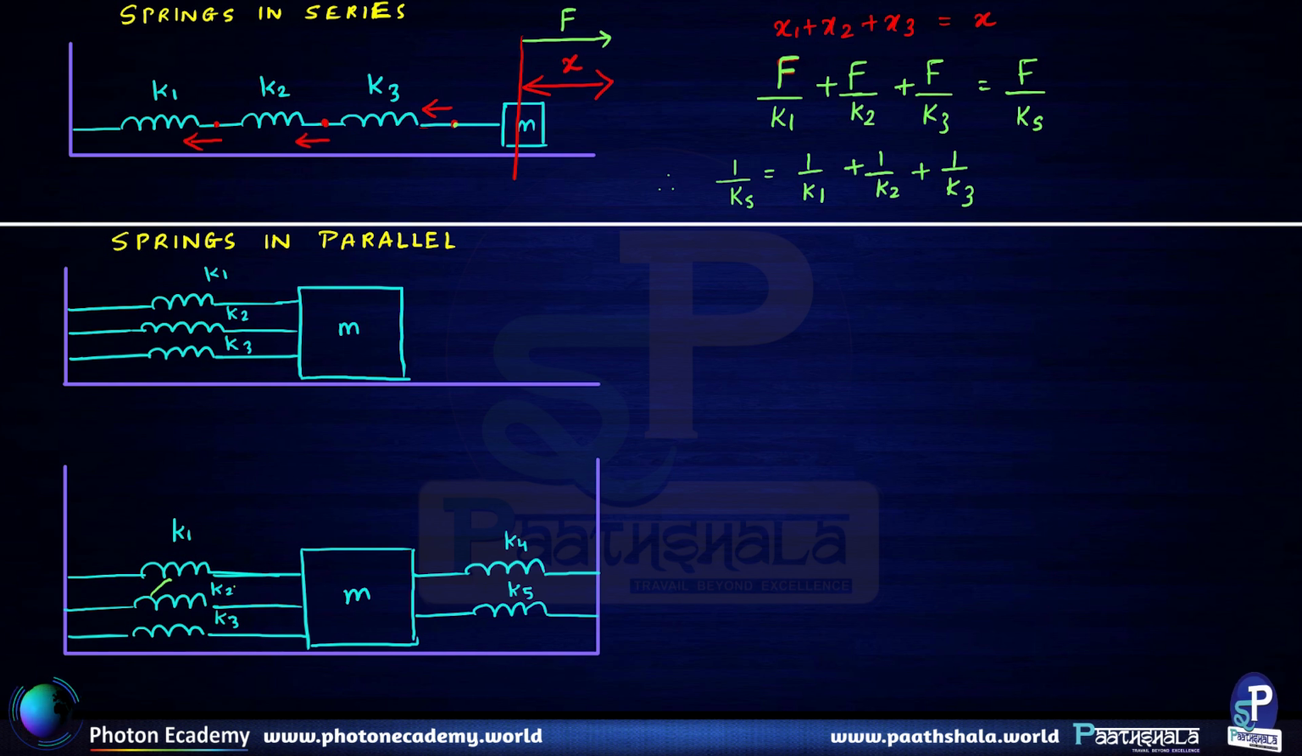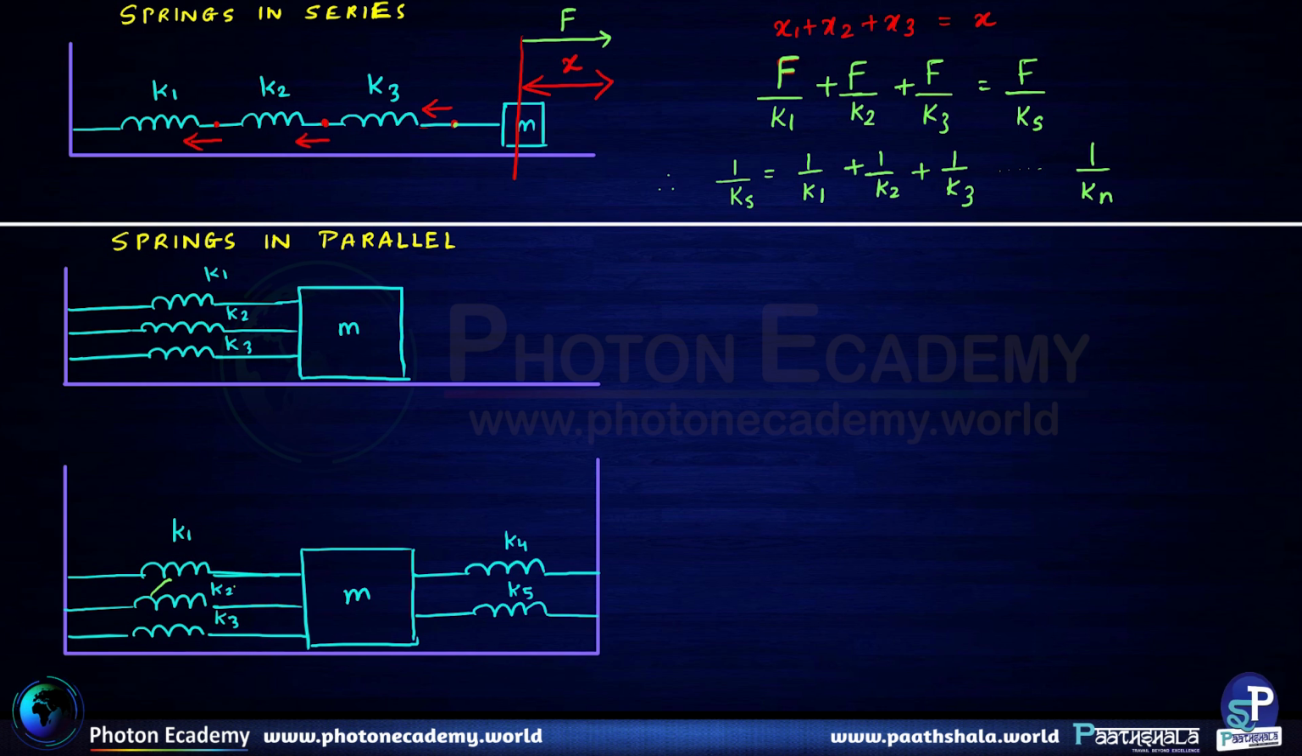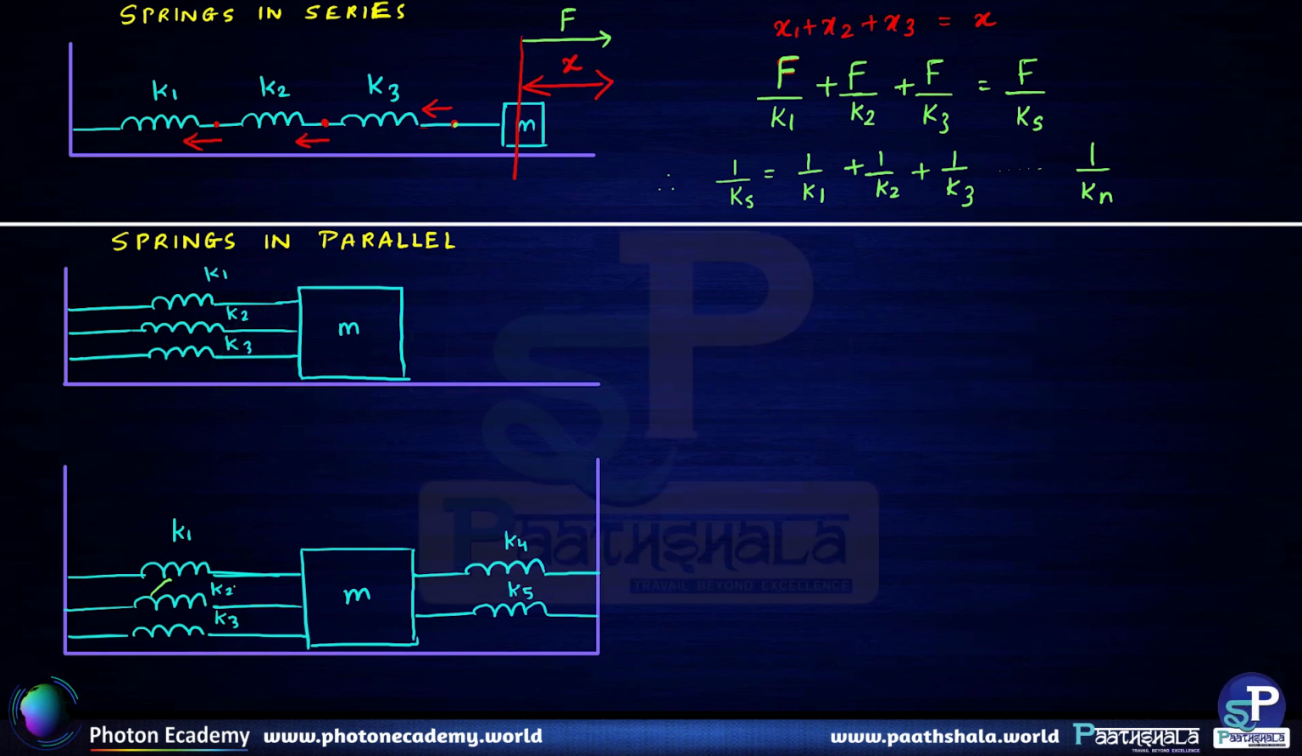So this can be generalized, and we can in general say till 1 upon Kn. So this basically is the expression for the combined spring constant for springs in series. So if we were to replace the three springs with one single spring, it would have the spring constant given by 1 upon Ks is equal to 1 upon K1 plus 1 upon K2 plus 1 upon K3.